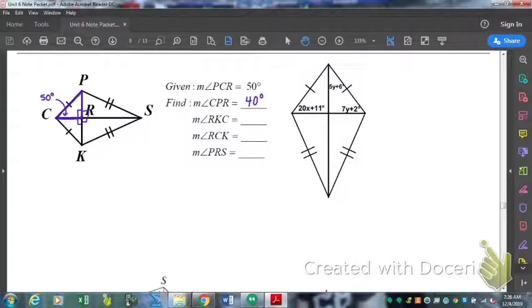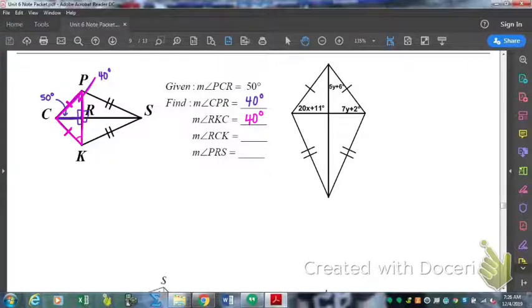Angle RKC. Now here's some fun stuff. This little angle there is 40 degrees. Now I'm going to highlight this larger triangle here and show you that I now have an isosceles triangle. So in this big pink triangle, I have an isosceles triangle. If this angle is 40, so is that one. So RKC is also 40 degrees.